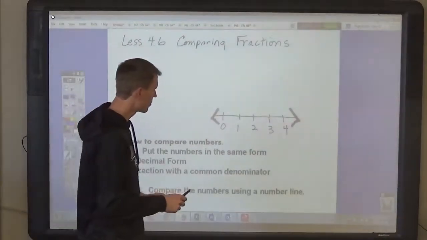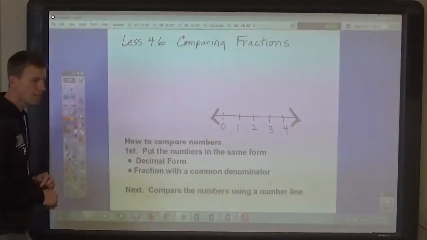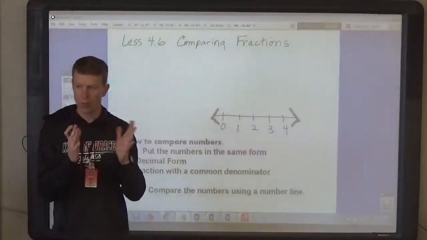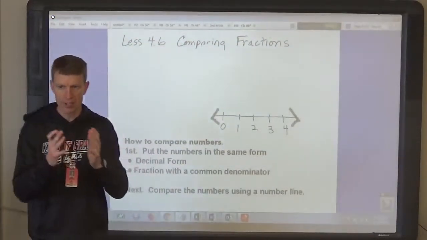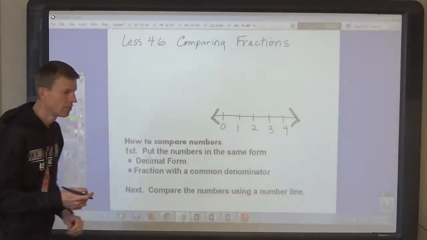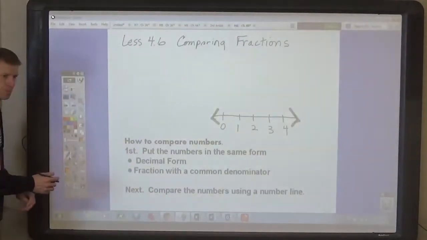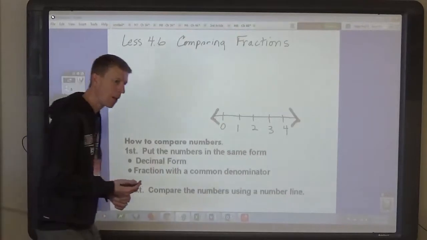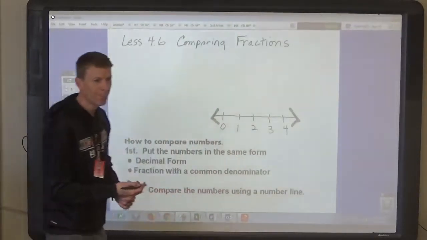Or in fractions, if you're measuring something and something is 2/3 or something is 2/5, which one is more? Okay?